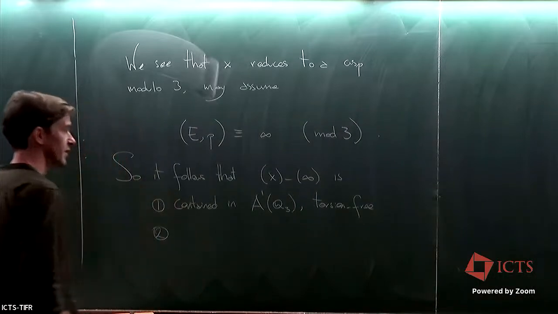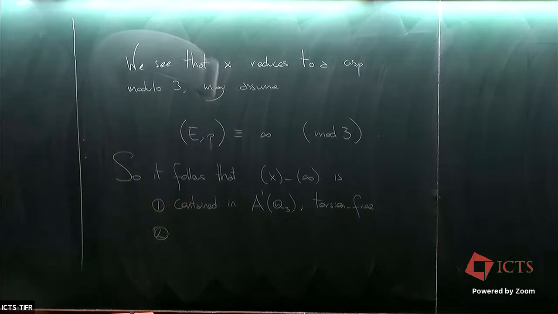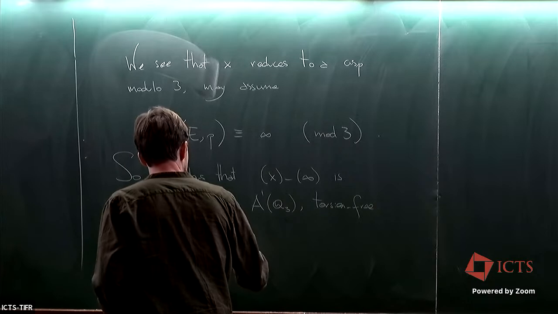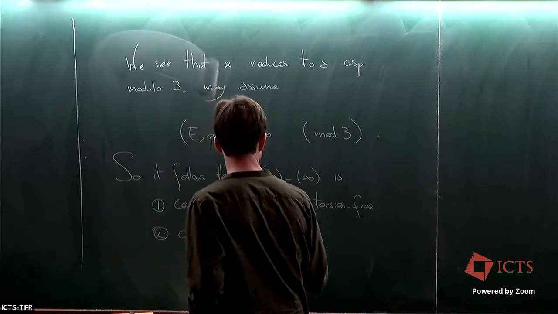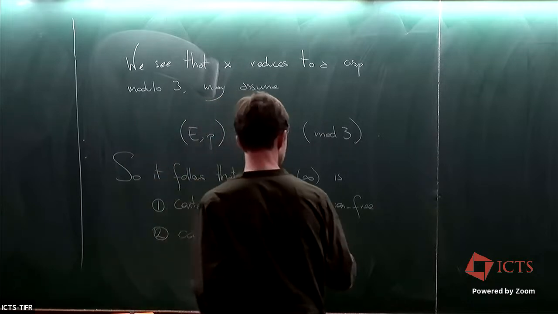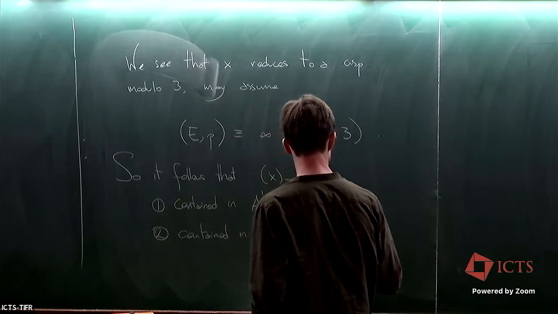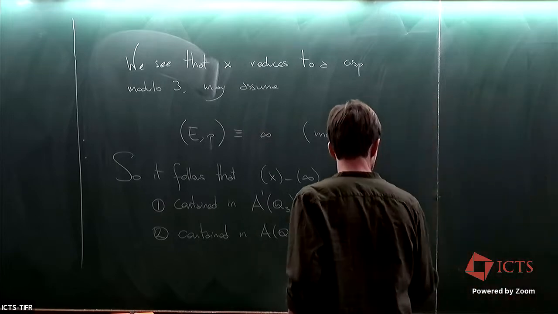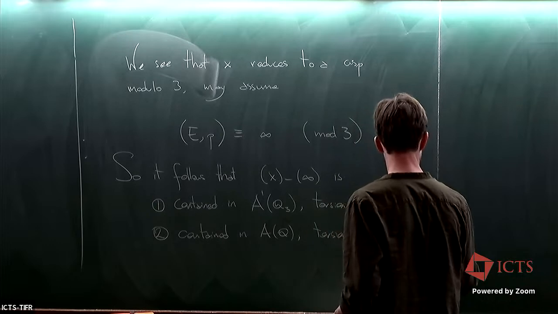On the other hand, it's a rational point, right? So it's also contained in A of Q, which is entirely torsion. These 2 things seem quite contradictory to each other. The only option is that it's a trivial element. So X had to be equal to infinity. And that's a contradiction.